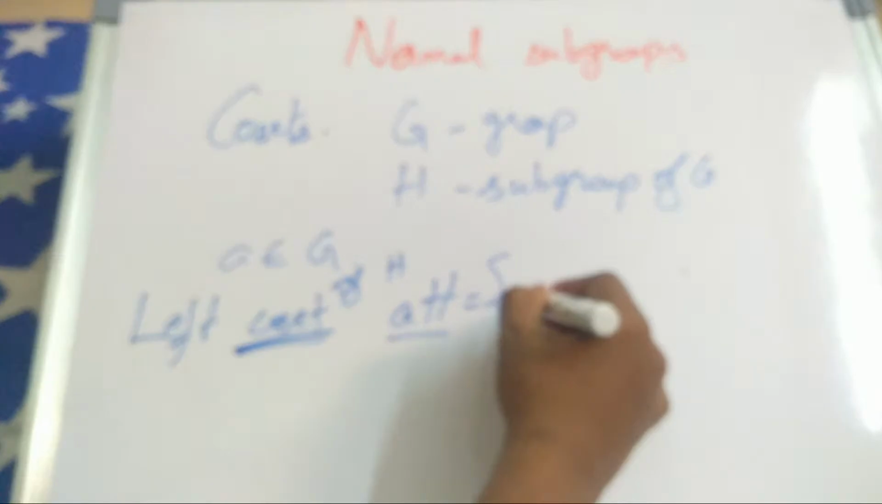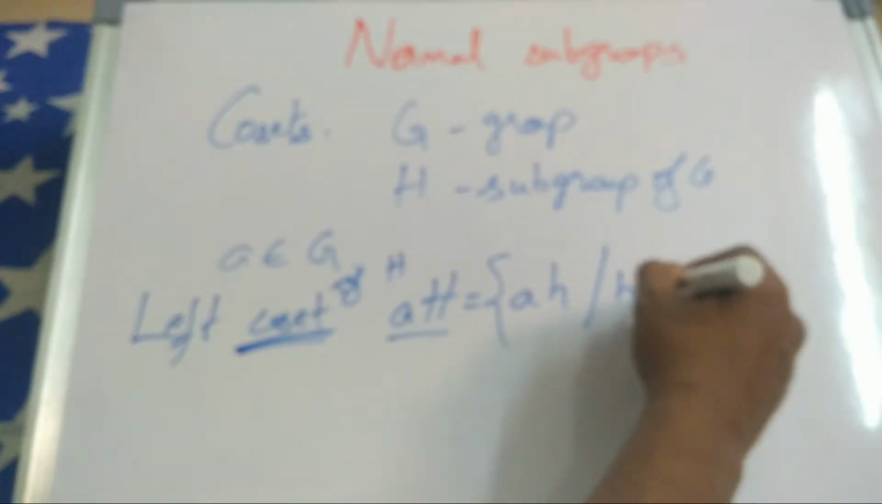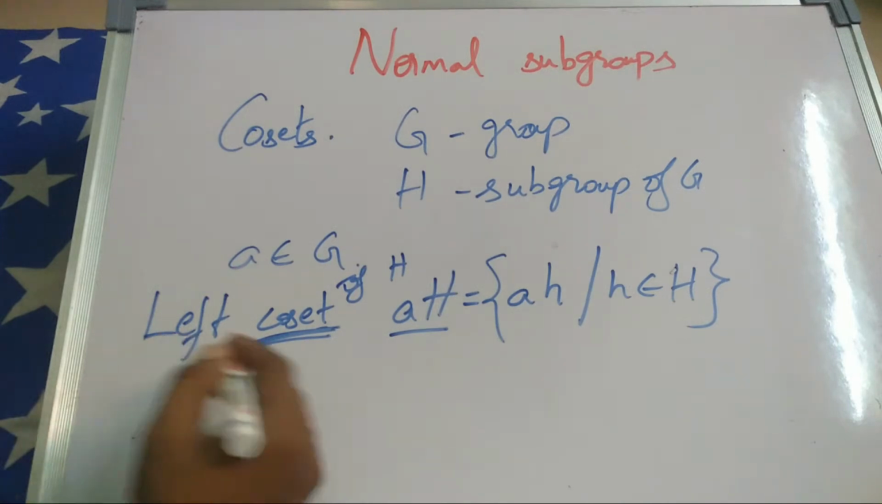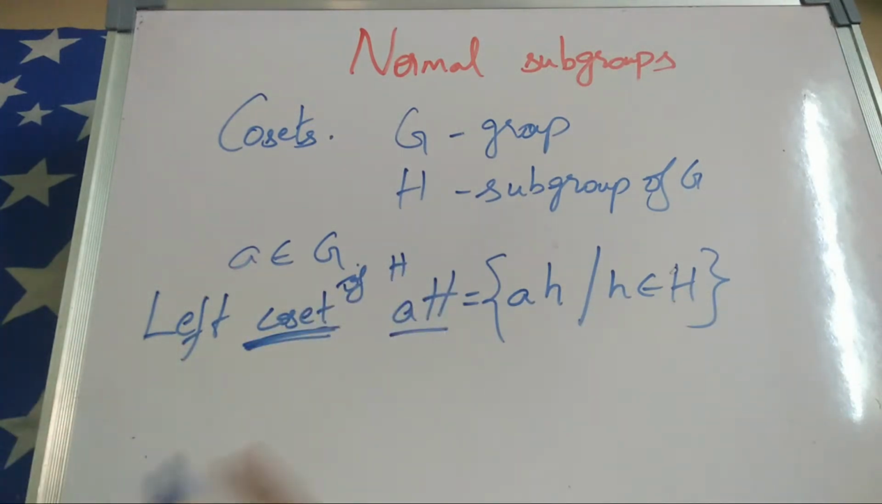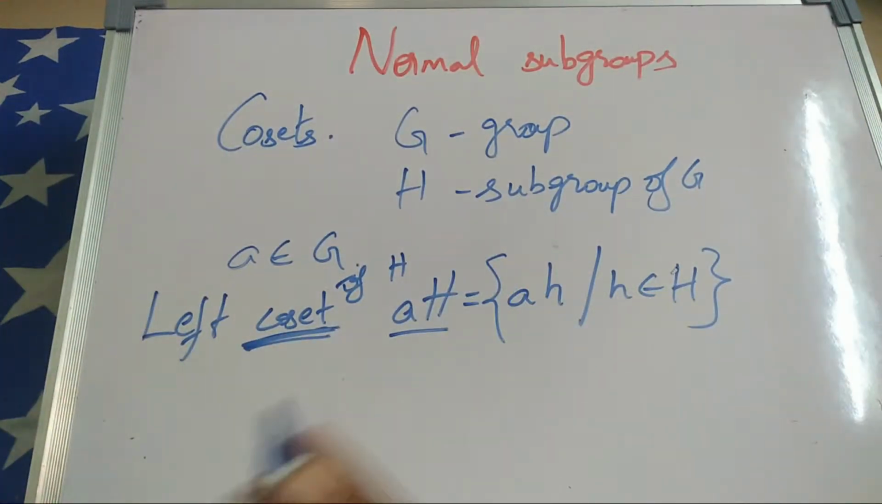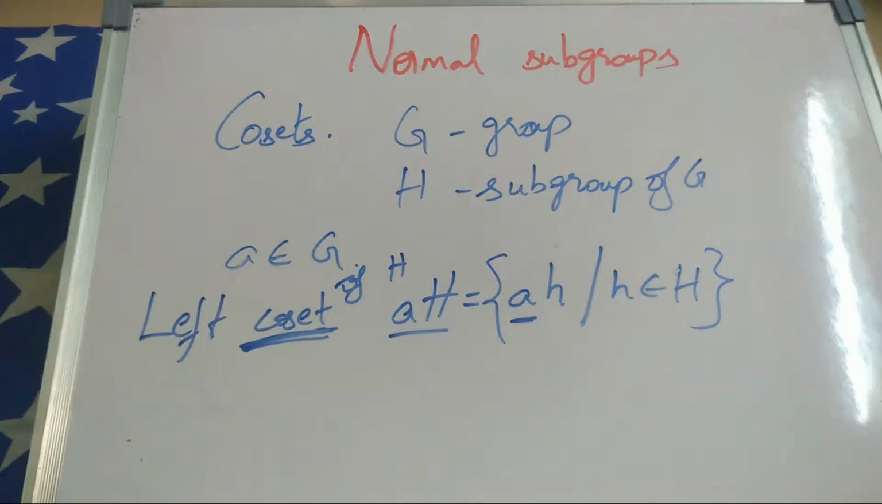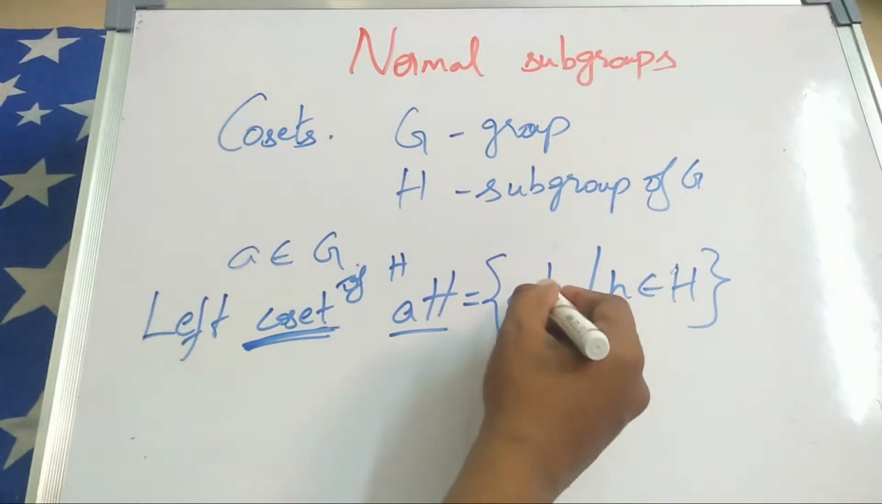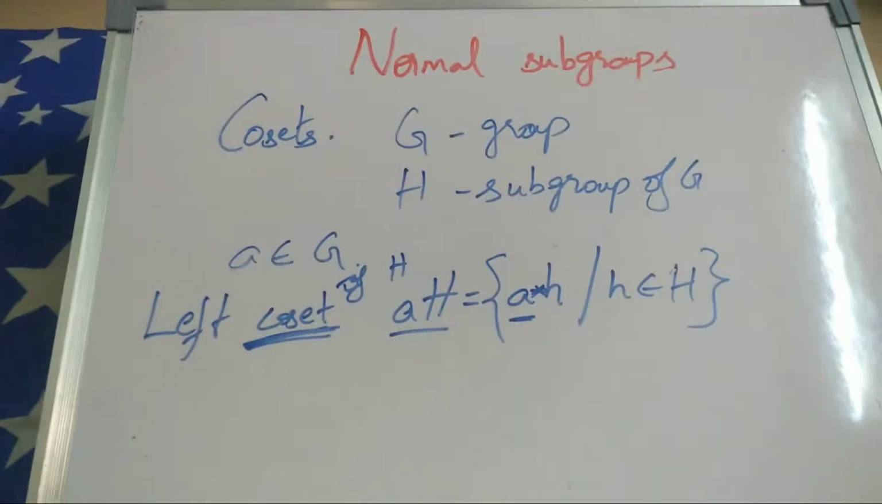Now aH is defined to be the set of all ah such that h varies over H. That is, by the left coset of a subgroup H, we mean the set of all ah where h varies in H. Fix a, left multiply a to every element of H, and we end up with a set, and that set is called the left coset of H. This refers to the operation given in the original group.